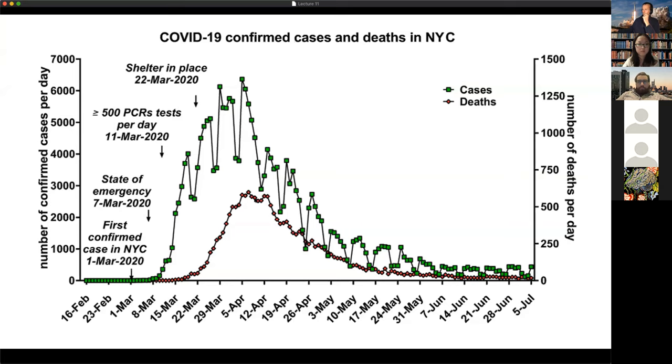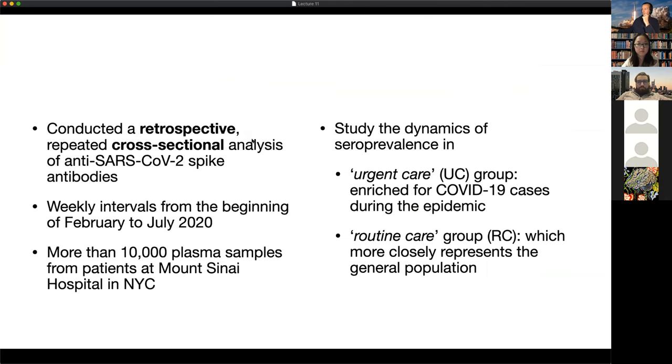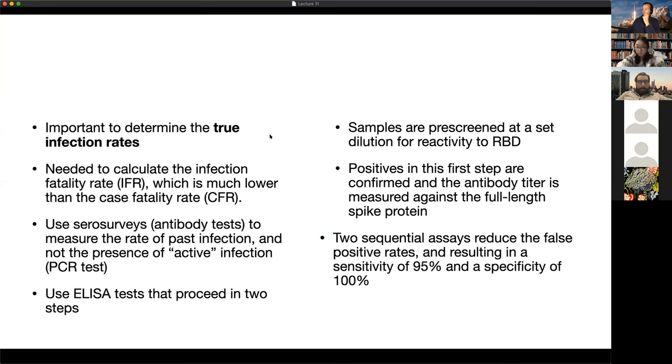And those were really hard times in New York, where you have hundreds of people dying every day. And then things decayed and were calm all the way over the summer. This is just a replicated slide.